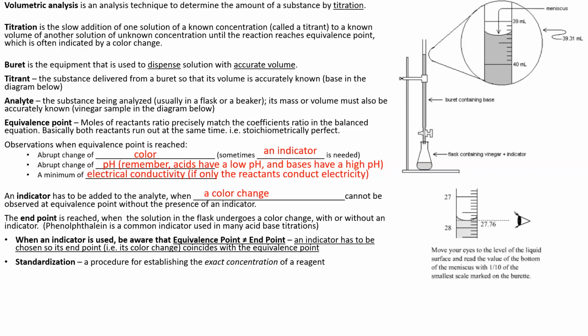When an indicator is used, you want to be aware that the equivalence point does not necessarily equal the endpoint. What that means is we have to make sure that we pick a good indicator that coincides with the equivalence point. For instance, there are some indicators that will change color at a pH of like 4. Some of them will change colors at a pH of closer to 7 or 8.